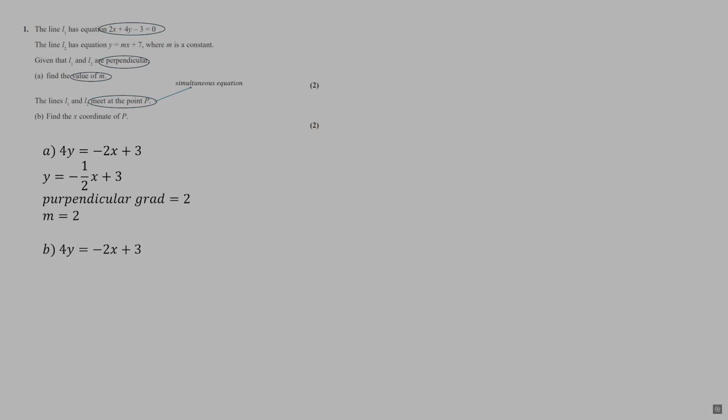Next, we've got the simultaneous equations of these two lines. I've just rearranged the first one again. Now we just add them together. You get 5y equals 10. It's asking for the x coordinate, so we'll substitute 2 into this equation, and we will get negative 5, or negative 2.5 for x.